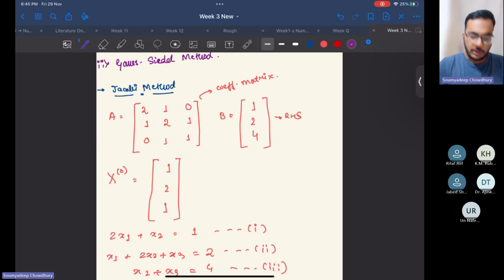We'll also see how the initial guess determines the convergence of a solution, whether any initial guess can work for converging towards the solution. We'll see that in the later classes.